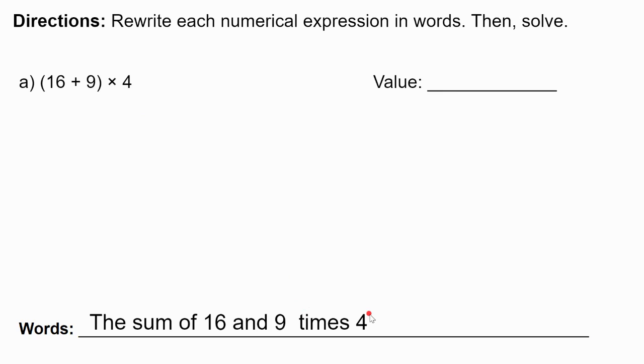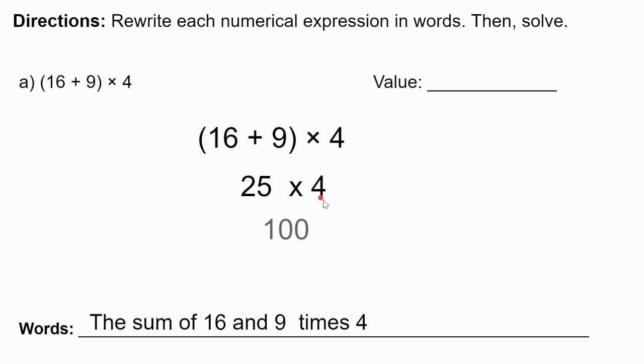Now let's go ahead and solve this. So we have 16 plus 9 in parentheses times 4. Well, we're going to do 16 plus 9 first since those are in our grouping symbols. 16 plus 9 is 25. And now we're going to multiply this answer times 4, which is 100. So the value or answer is 100.